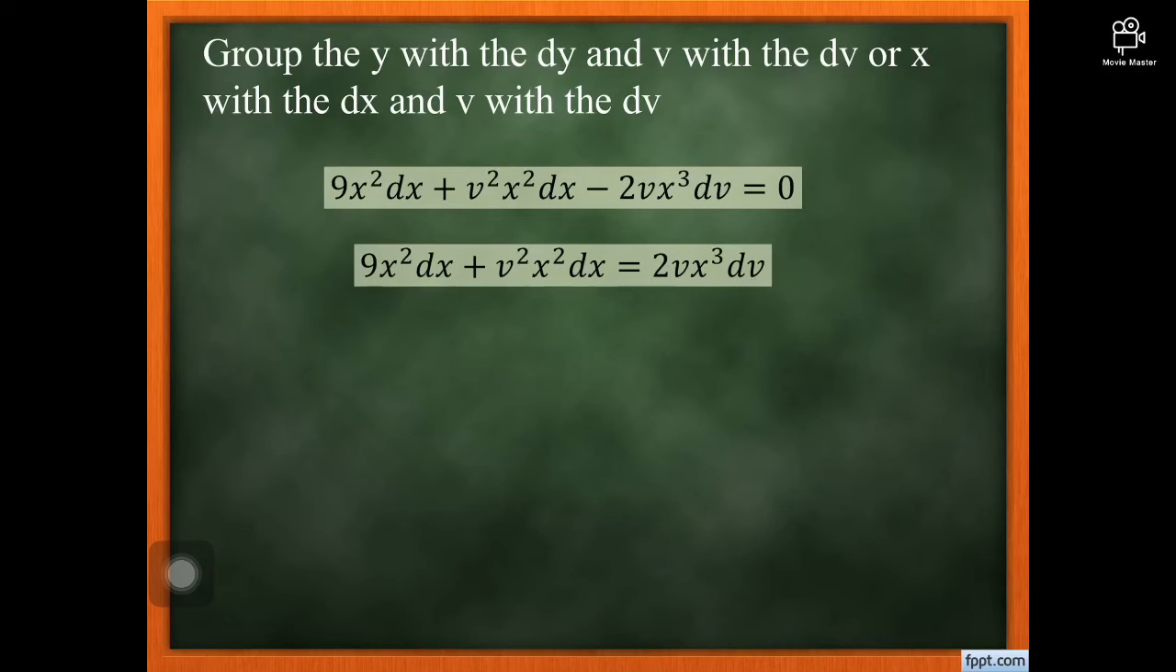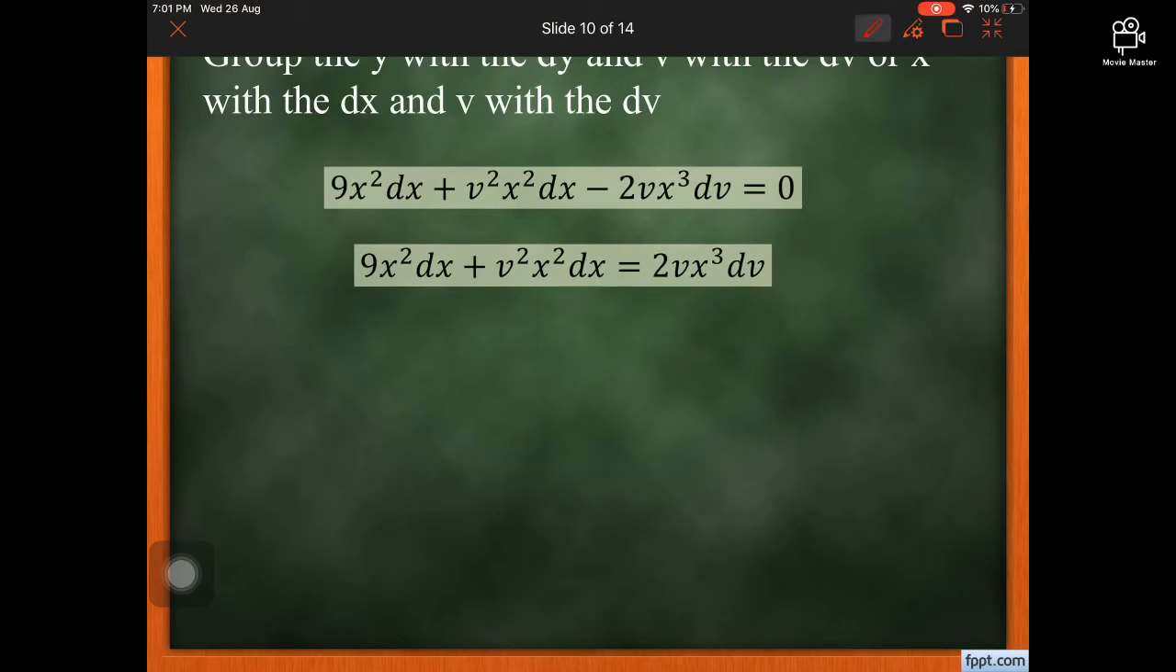So it depends on you how you want to solve it, but you can take this step in order to make it easier for you. So by separating dx and dv, this gives us this equation, and after that we can still simplify this equation since we have common terms on the left side.